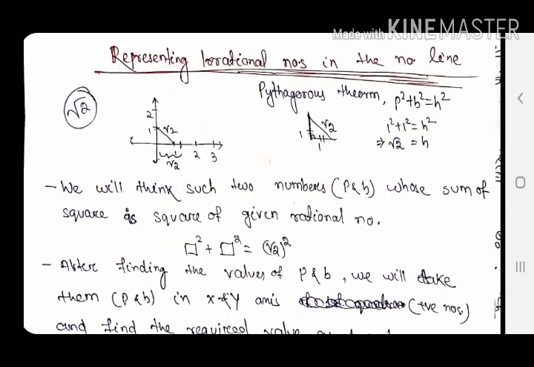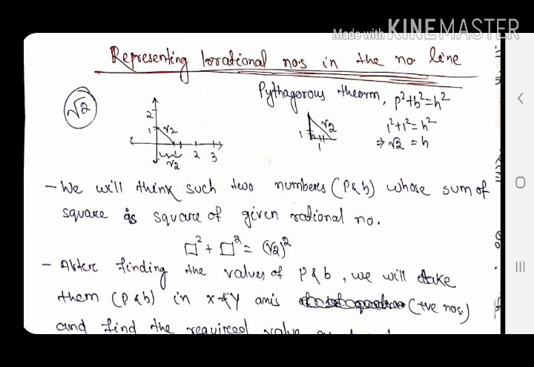We will not discuss much about irrational numbers, but we will discuss how to represent them on the number line. As we have discussed, every real number can be represented on the number line, and real numbers are divided into two parts, one is rational, another is irrational. Rational we have already discussed. Now we will discuss how to represent irrational numbers on the number line.